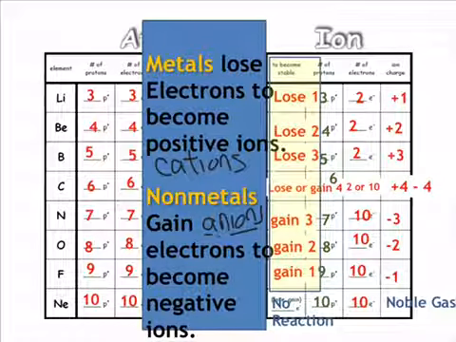Backing up, what's going to happen here? We're talking about those metals losing 1, 2, 3 electrons. We're talking about fluorine only needs 1. Only 1 electron needed to get 8. Oxygen needs 2 electrons to have that octet 8. Nitrogen needs 3.